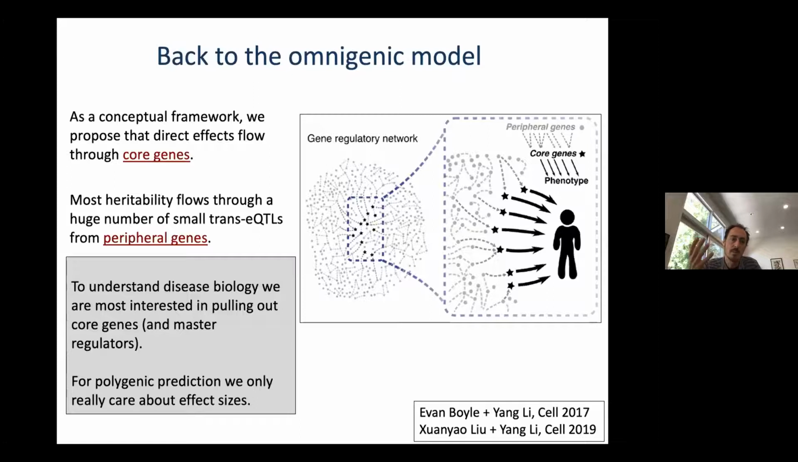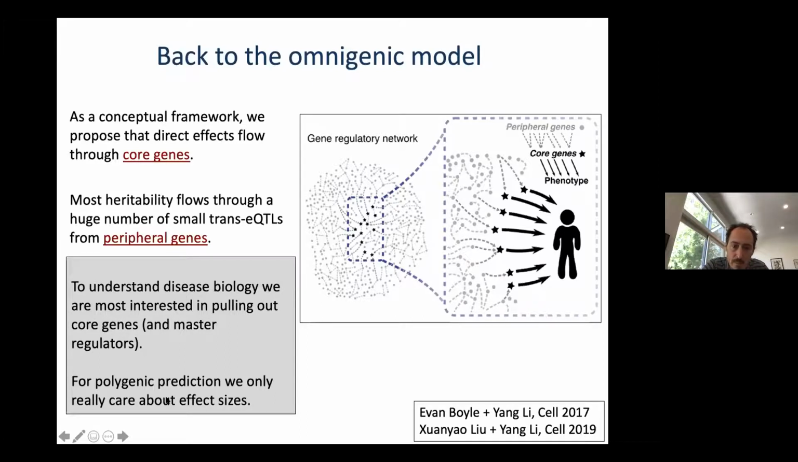And when we want to understand disease biology, really what we're interested in doing is pulling out core genes and master regulators that are directly relating genetics to the traits. And I think this is perhaps one of the big challenges in GWAS going forward, to figure out systematically how to do this.